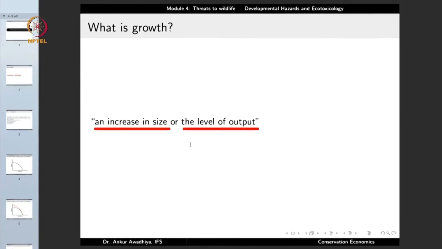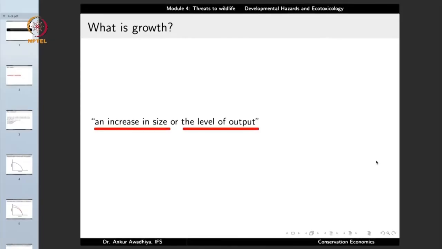or an increase in the level of output of something. So for instance, there is an industry that is producing say 100 cars in a day, and because of some technological changes or because of certain managerial decisions, this output increases to 250 cars in a day. In this case, the level of output of the industry has increased, and so we will say that the industry is showing a growth. And if a number of such industries show a growth, we will say that the automobile sector is showing a growth. So growth is an increase in the size of something or increase in the level of output of something.